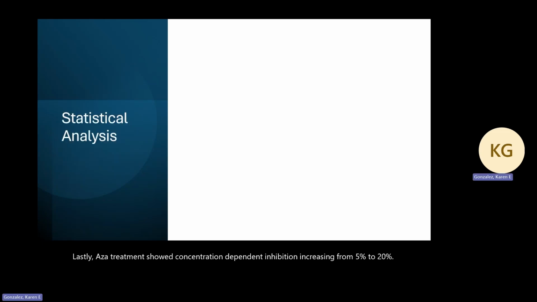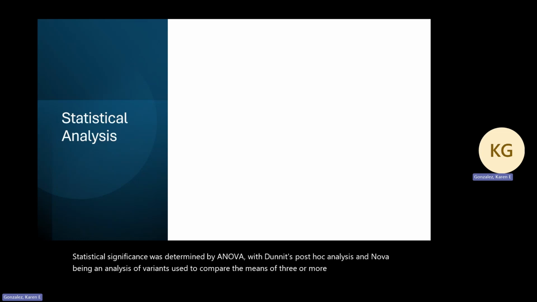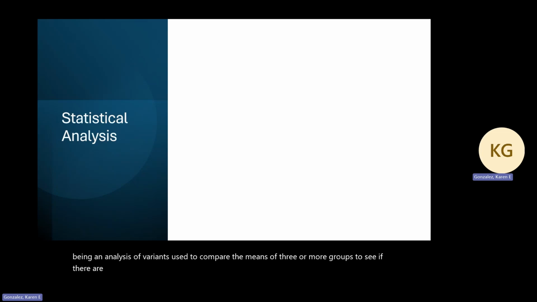Statistical significance was determined by ANOVA with Dunnett's post hoc analysis, ANOVA being an analysis of variance used to compare the means of 3 or more groups to see if there are significant differences between them. It tells us if at least one group is different, but it doesn't specify which one, which is why we follow up with Dunnett's post hoc analysis to see if the result is actually significant. This test compares each group to a specific control group to see which groups differ from that control.